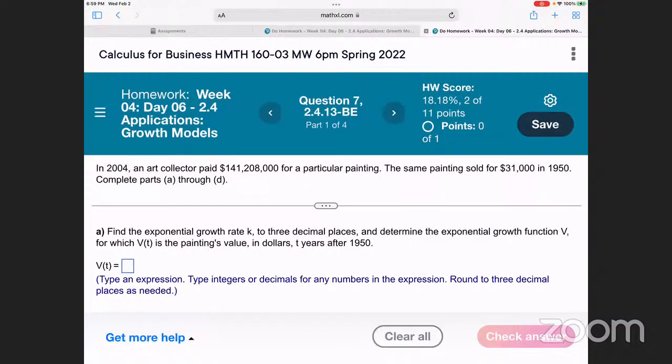Let me see. So in 2004, an art collector paid $141 million for a particular painting. The same painting sold for $31,000 in 1950. Okay. I was like, usually it goes up, but we went backwards. It was weird how they did that. Complete parts A through D. Find the exponential growth rate to 3 decimal places and determine the exponential growth function.